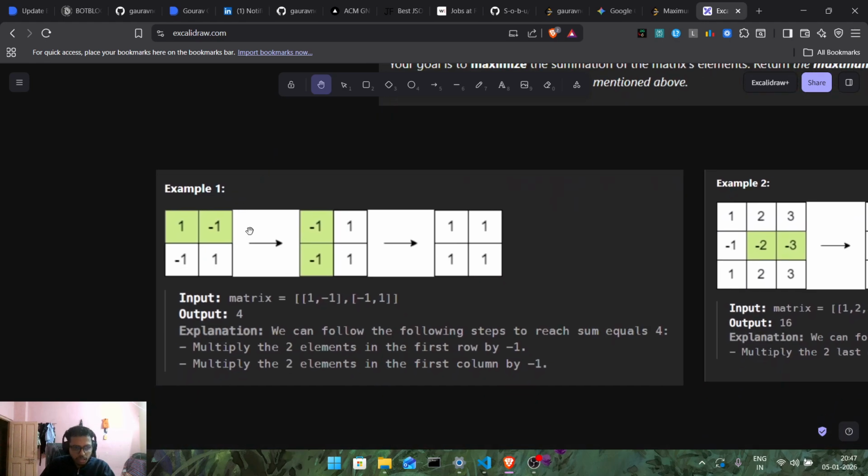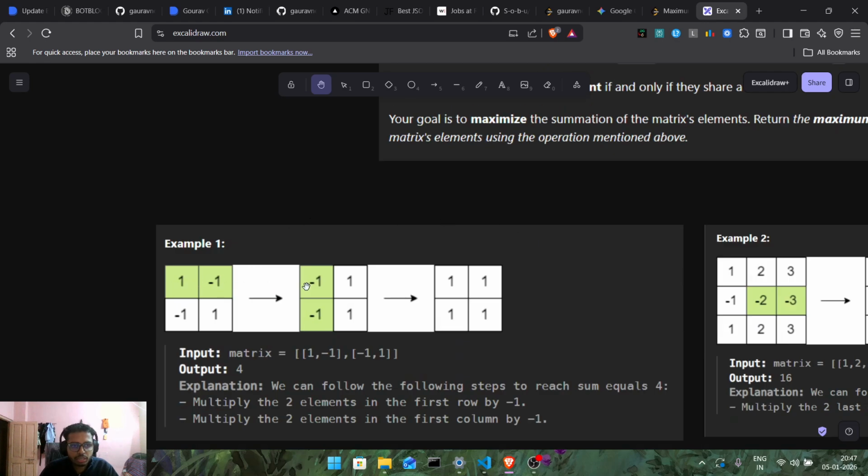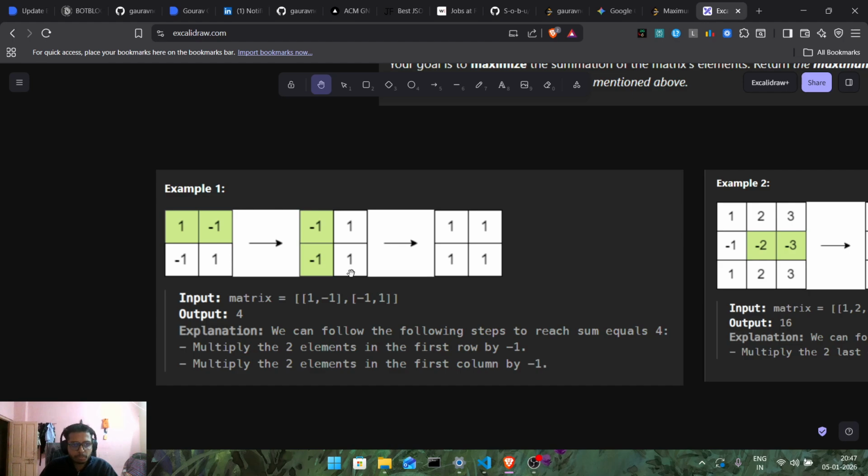So, if we take a closer look at example 1, let's simulate the entire process. 1, minus 1, minus 1, 1. We are taking these two adjacent elements for the first operation, and we perform the operation, which is multiplying by minus 1. So 1 multiplied by minus 1 becomes minus 1. Minus 1 multiplied by minus 1 becomes 1. So the matrix becomes minus 1, 1, minus 1, 1. These two remain the same as we haven't taken these two elements. We have performed the operation on these two adjacent elements.